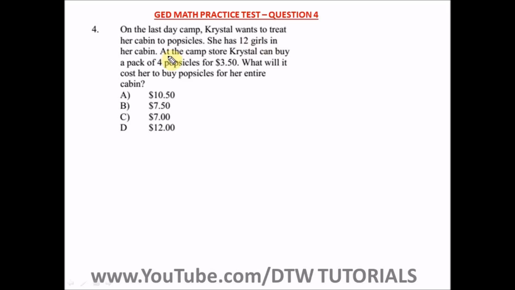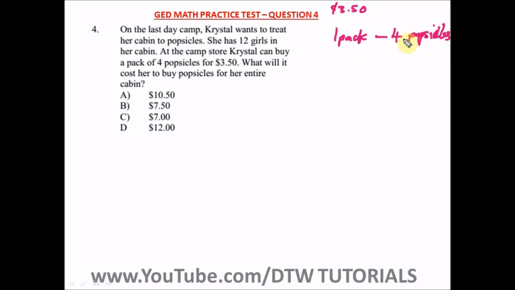And in the question, it says that at the camp store, Krista can buy a pack of 4 popsicles. That means one pack. In one pack, you have 4 popsicles. And it goes for $3.50. That's one pack. Each pack is made up of 4 popsicles.